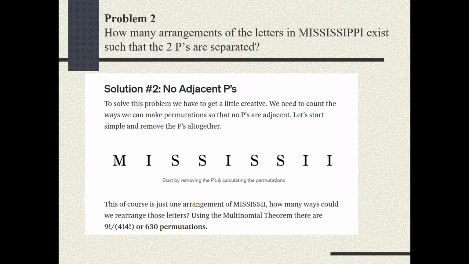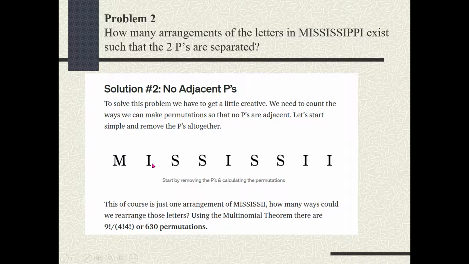Let's impose a further restriction on it. How many arrangements are possible such that the two P's are separated, that is, they are not appearing in consecutive slots? So the problem is that we don't want P's to be adjacent or appearing together. Suppose I remove P and calculate the permutation. So if I remove P, the word becomes this, right? So this is just one arrangement of that word.